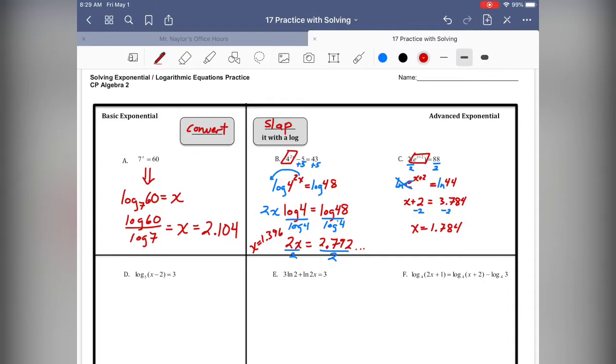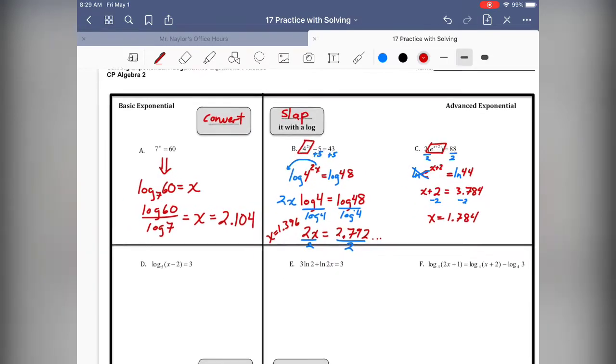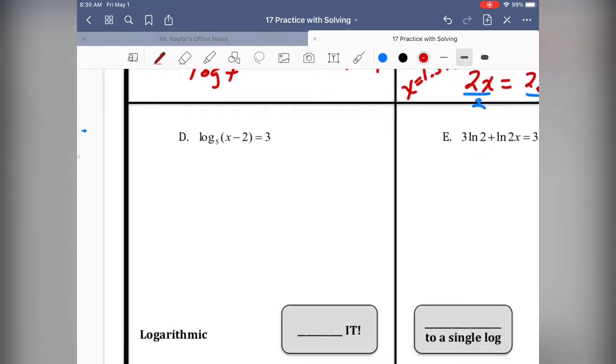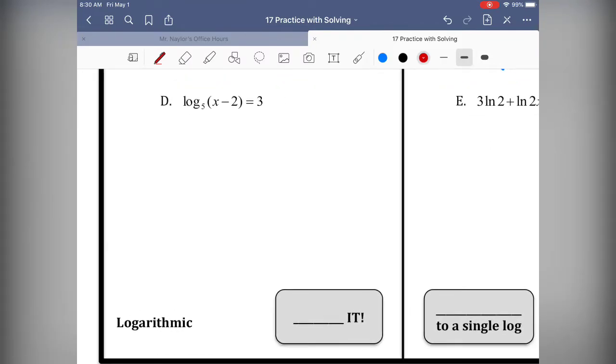X is in the exponent. But if you have a log equation, you're not going to use a log to cancel a log. You're actually going to use a base, as we called it yesterday, the ace of base, but you're going to base it. So if I have, like letter D says, the log base 5 of x minus 2 equals 3, I don't want to do something silly like do the log of both sides. That actually doesn't make any sense. Instead, I want to base both sides. And since this is a base 5 log right here, I'm going to base both sides with a 5.